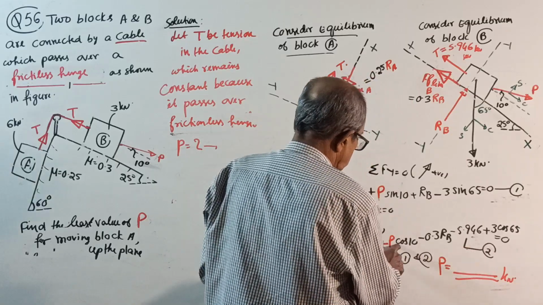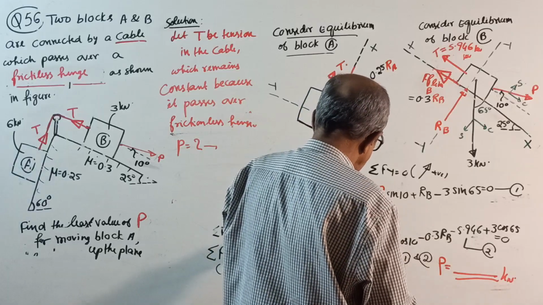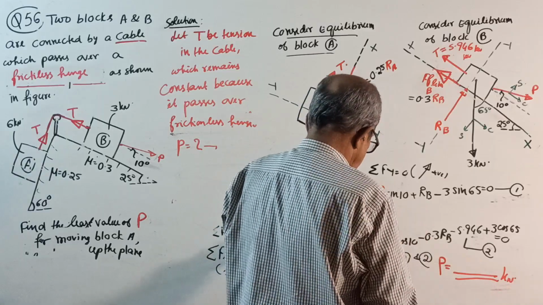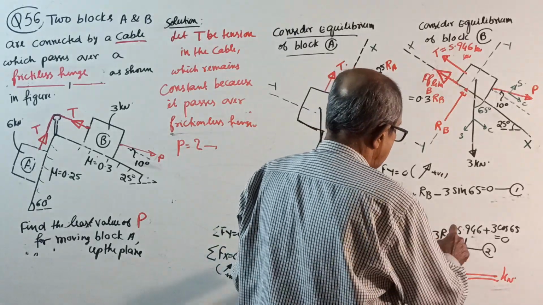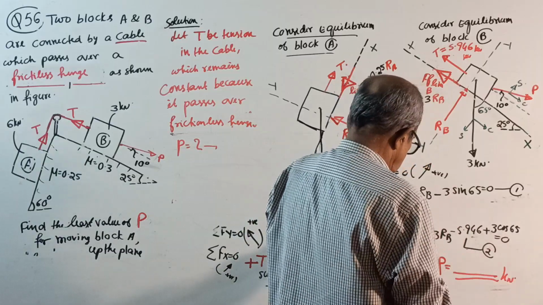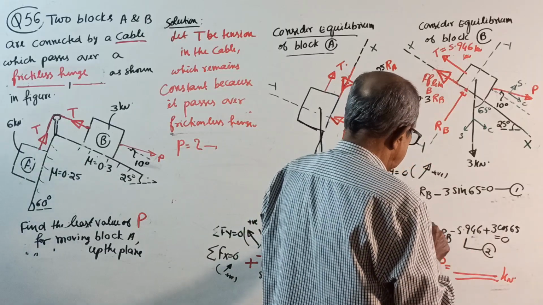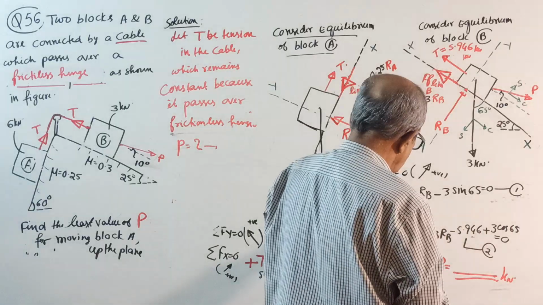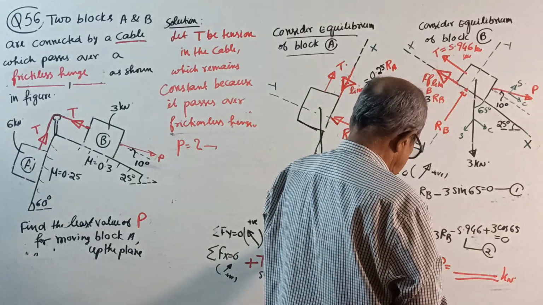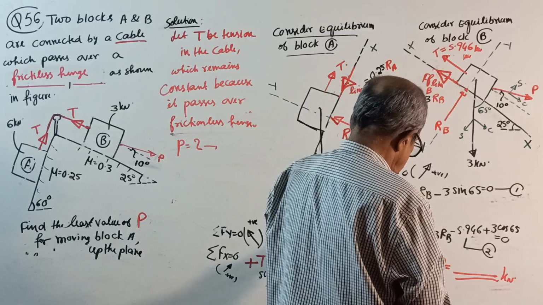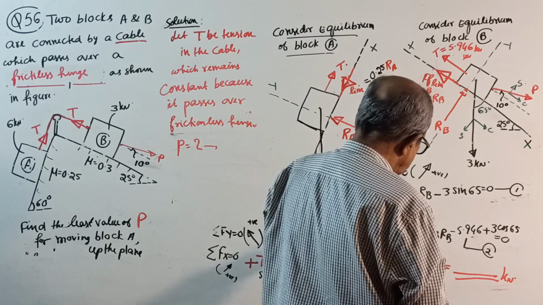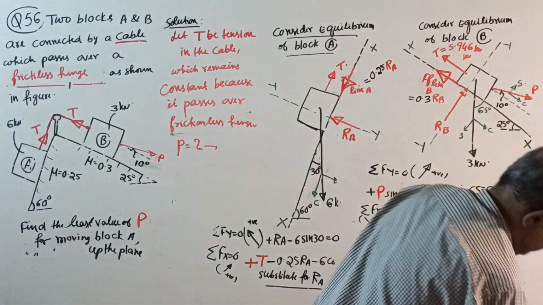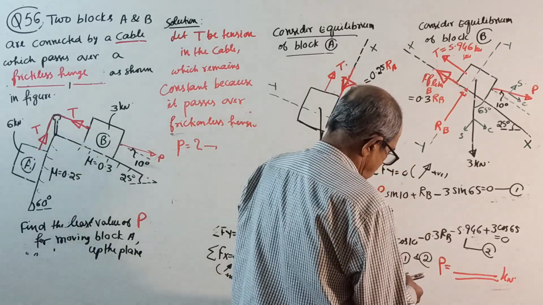Equation 1 over equation 2. Cos 10 minus 0.3. Then this will go that side. 5.946 minus 3 cos 65 over 5.298 is my answer. If by chance wrong, you correct it.